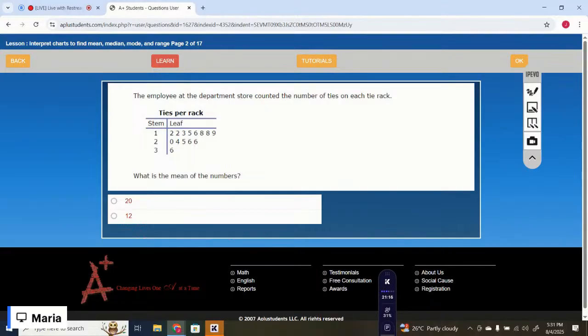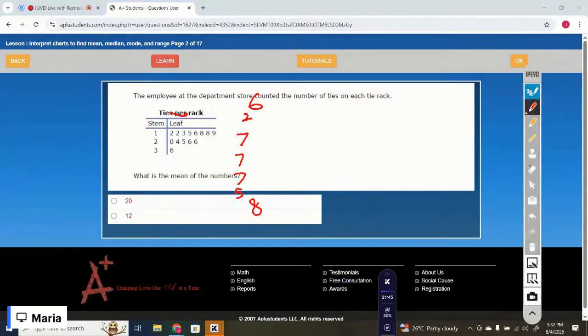The employees at the department store counted the number of ties on each tie rack. What is the mean of the numbers? So again, we have to calculate the mean. So we need to add them all and divide by the number of values. They are 1, 2, 3, 4, 5, 6, 7, 8, 9, 10, 11, 12, 13, 14.